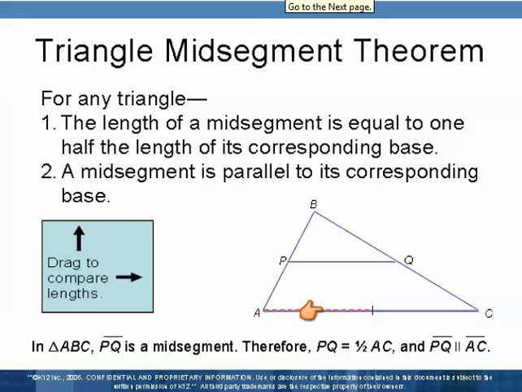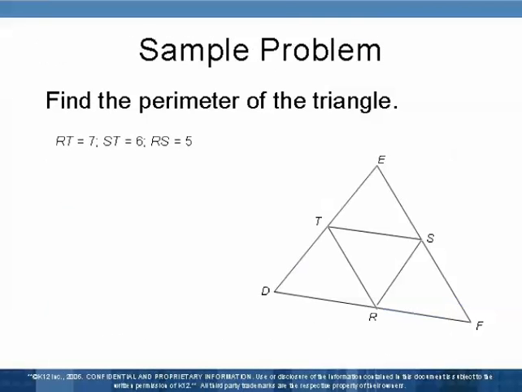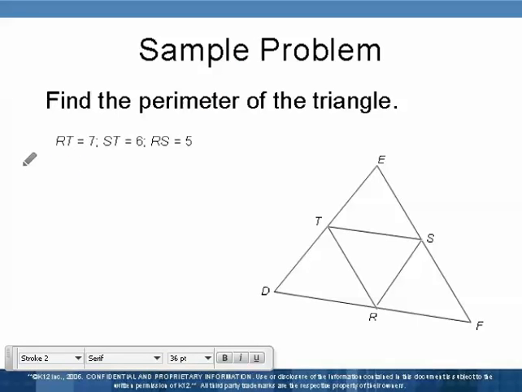What we're talking about here is a midsegment. Okay? So let me give you a little problem. Let's see if it makes it a little clearer for you. Okay? So RT, that's this length right here, is 7. ST, that's this one over here, that one's 6. And RS is 5. They gave me these measurements in here. And they want to know the perimeter of the big triangle.